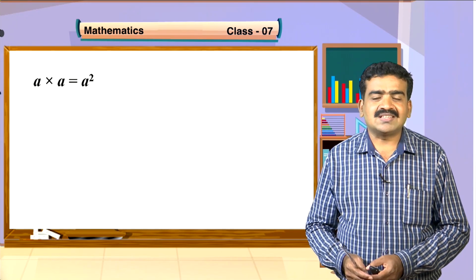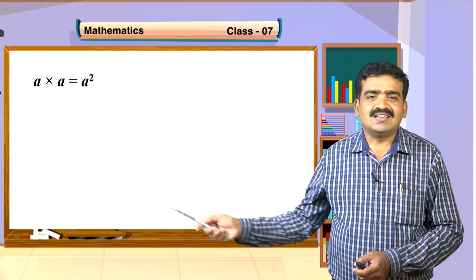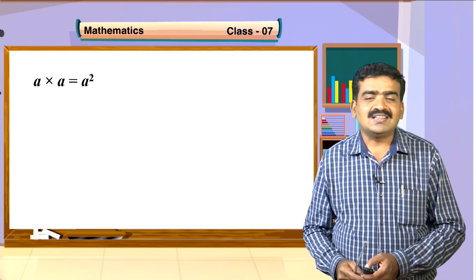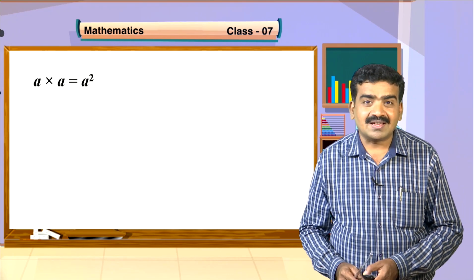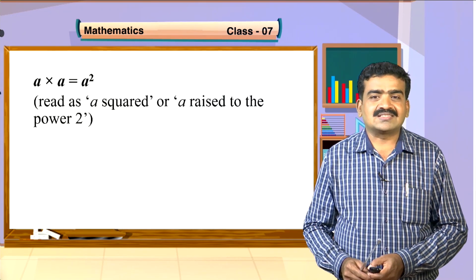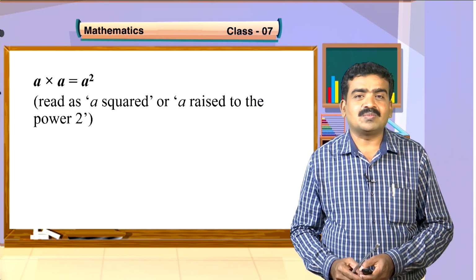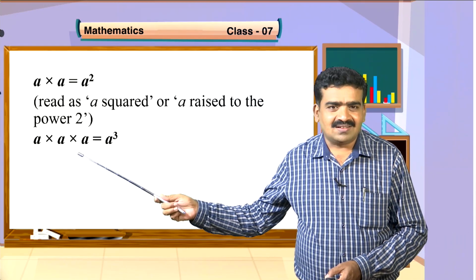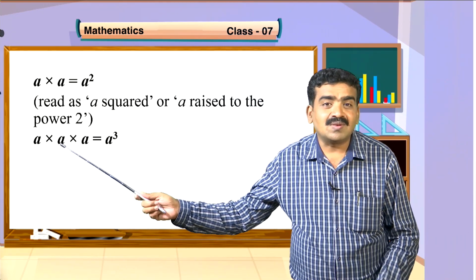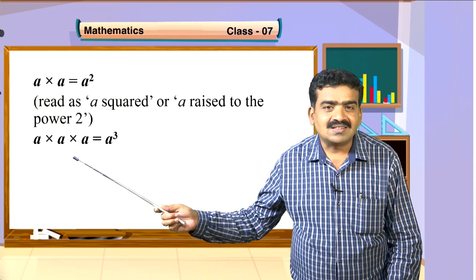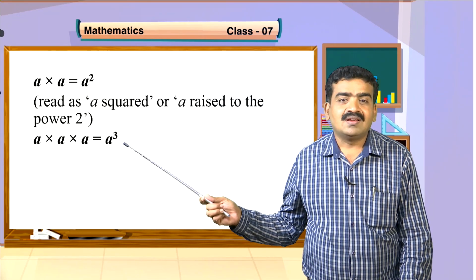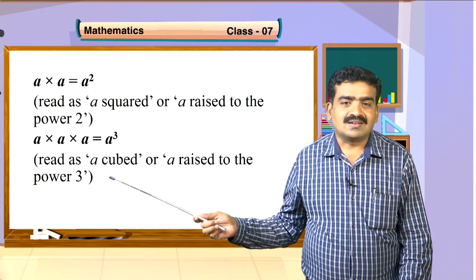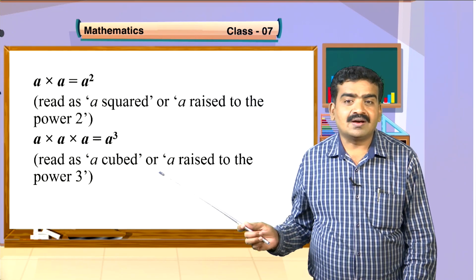Similarly, if there is a into a, it means a is repeated twice here, therefore this can be written as a square or a squared. Read as a squared or a raised to the power of 2. Similarly, if a is multiplied 3 times, that can be written in exponential form as a cube, or a raised to the power of 3.